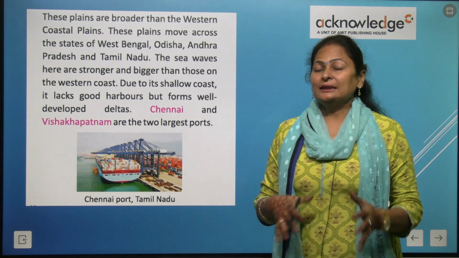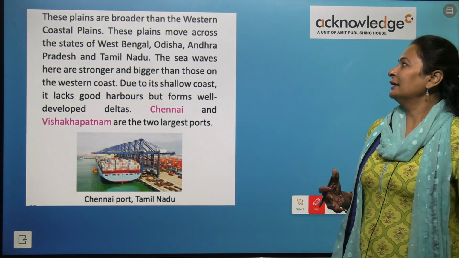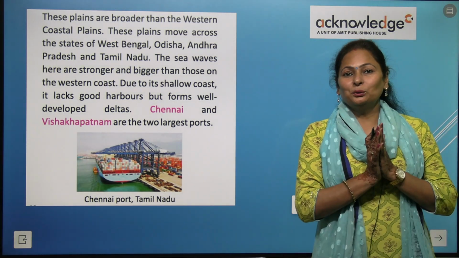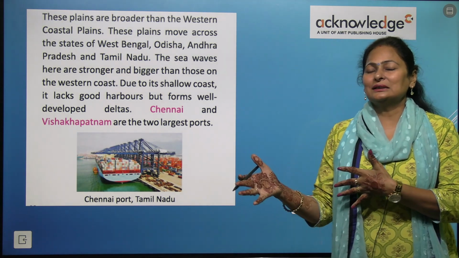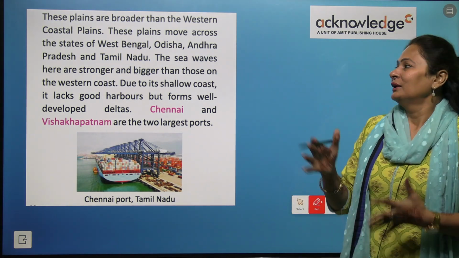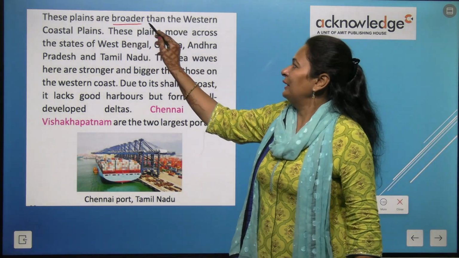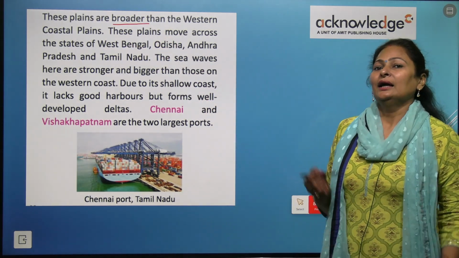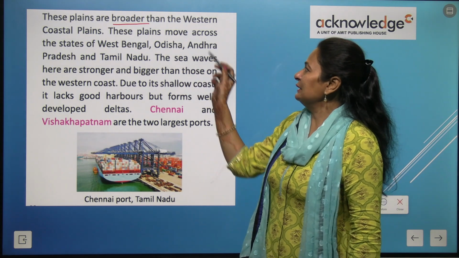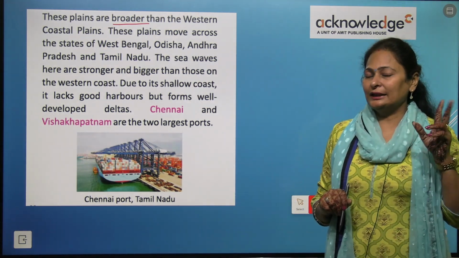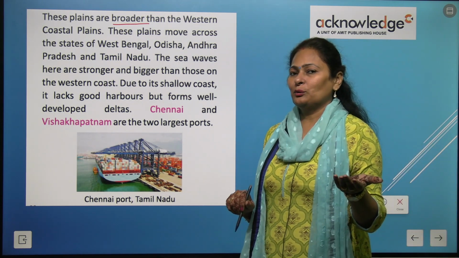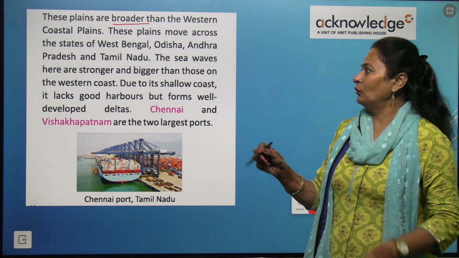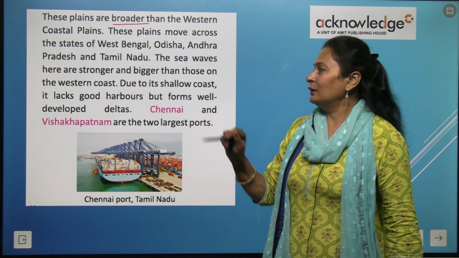So these plains are broader than the western coastal plains. I told you western coastal plains are not as wide as eastern coastal plains. So eastern coastal plains are wider than the western coastal plains. These plains move across the coast. I told you 9 states, right? So 5 come under the western coastal plains and 4 in the eastern coastal plains.